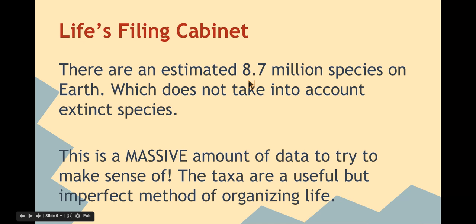All right. So taxonomy, the science of classifying organisms, is basically life's filing cabinet. There's an estimated 8.7 million species on Earth, which does not take into account extinct species. When you think about that number, and it's getting higher every day, because as we find new species and discover new places to look, we find more and more. So it's a massive amount of data to try and make any sense of. To look at these 8.7 million different organisms that are hugely, vastly different from one another and try and organize them to make sense of it, very, very difficult.